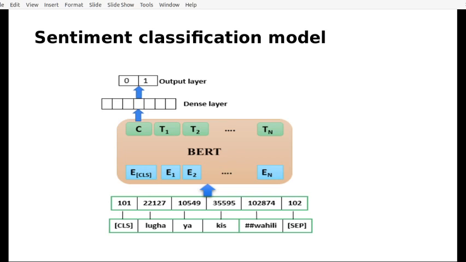And now let us see the general model that was used to perform sentiment classification. This is the input part. We take the text, then we add those two special tokens, converting them to IDs. Then after being processed, we add one dense layer at the top, followed by an output layer that has two nodes, which will determine whether the text is negative or positive.